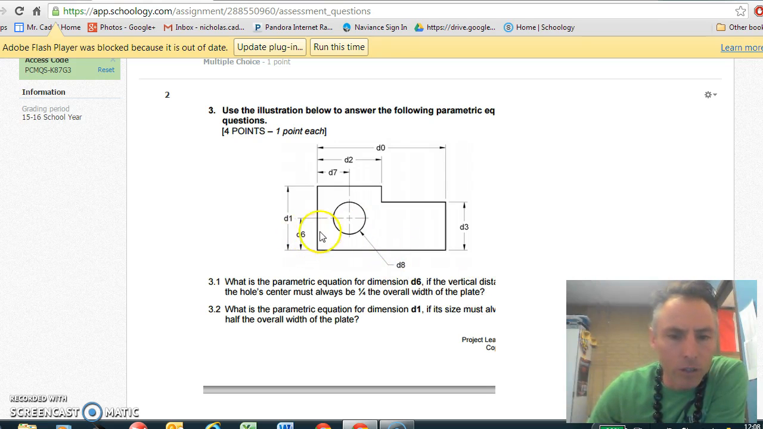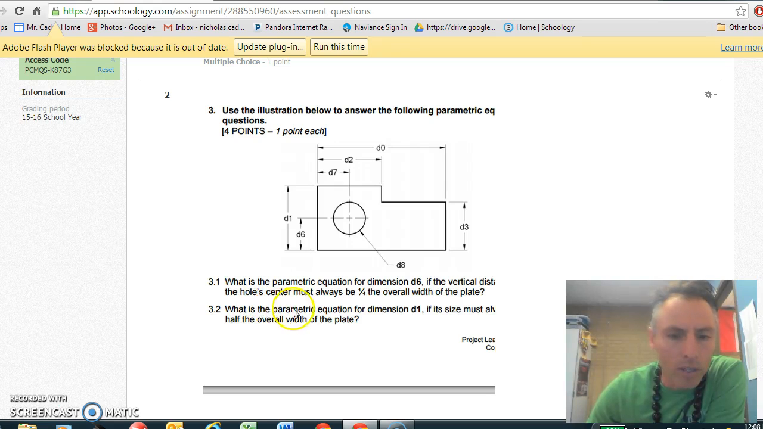So they're saying the vertical, so this dimension D6, what is the vertical distance here? That dimension must always be 1/4 of the overall width. Well, the overall width is D0. So for your answer, you would write D6 equals D0 divided by 4. That way D6 is always a quarter of that.